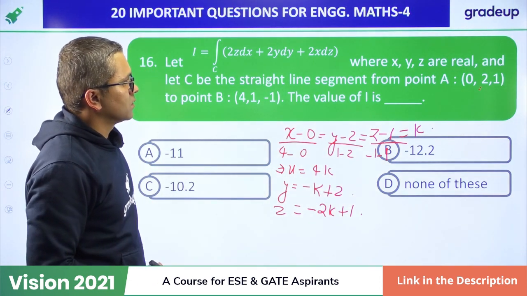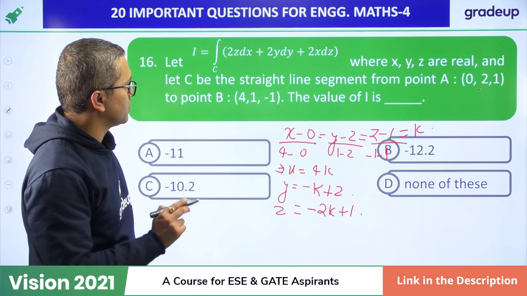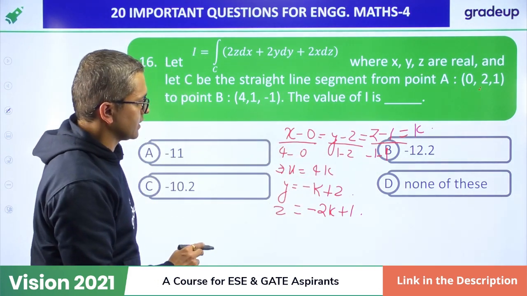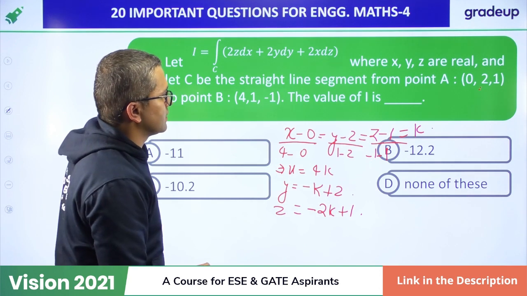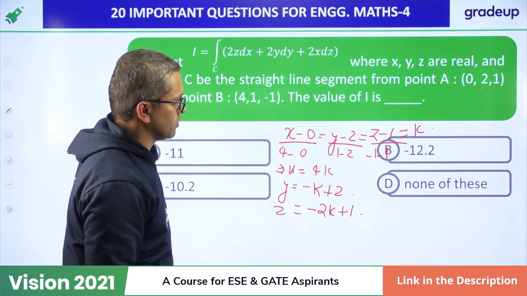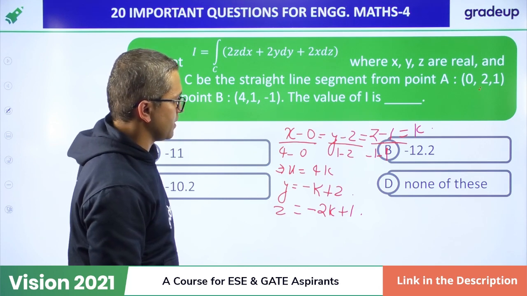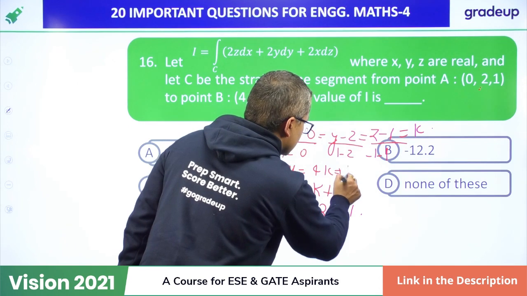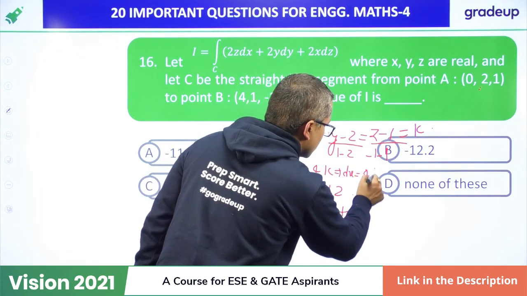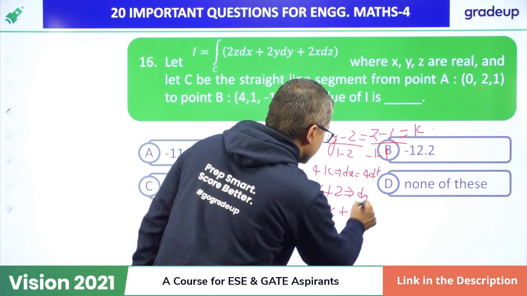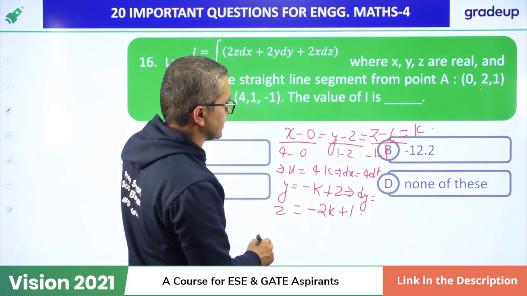Okay, so y minus 0, y minus 2 upon 1 minus 2 is this, so y equals minus k plus 2, yes. And z minus 1 upon minus 1 equals k, so z equals minus 2k plus 1, all right, yes. So that means dx equals 4 dk, and this means dy equals minus dk, is that it?